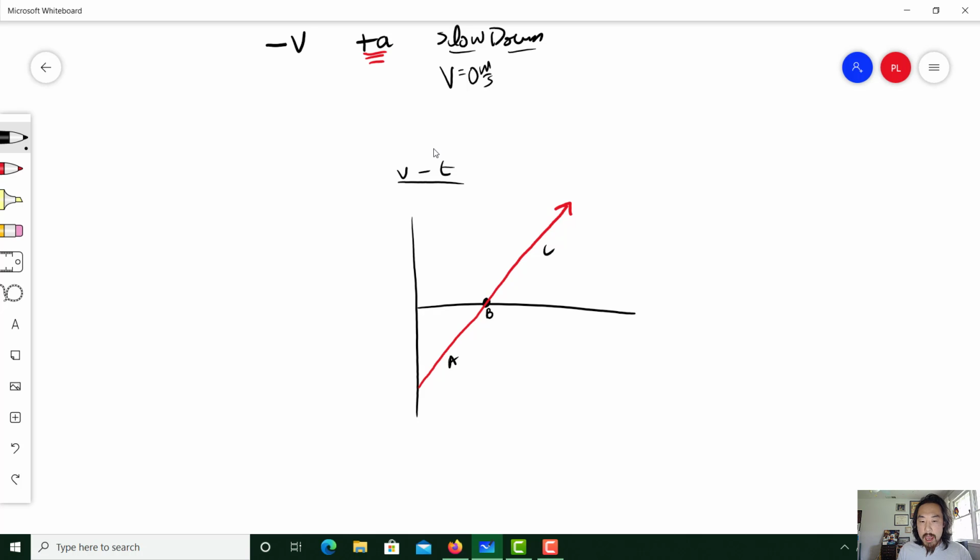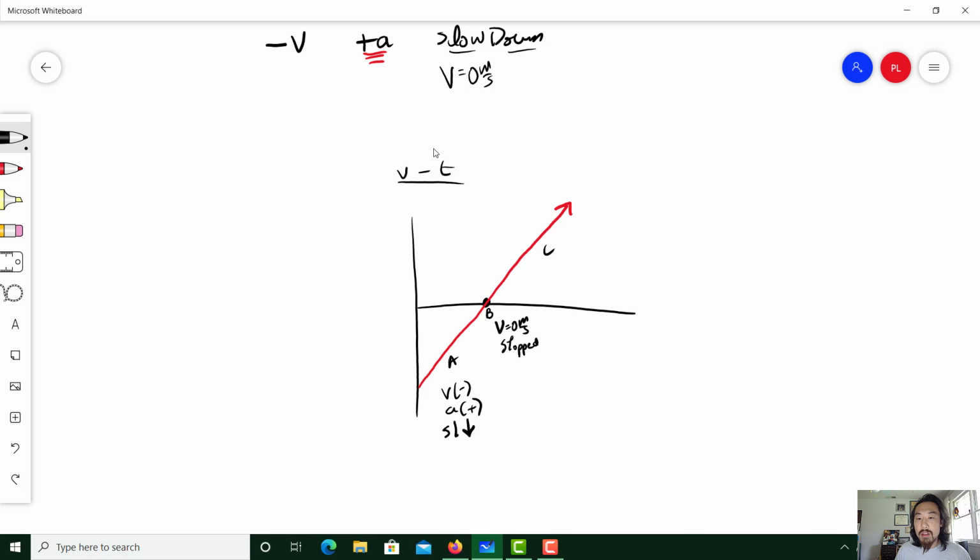So region A, we know that in this region, the velocity is negative. Here we have a slope, and this slope, because it's going upwards, is positive. Okay, so what this tells us is that the object is slowing down. And we know that because at point B, right there, for a brief moment, this velocity is 0 meters per second. So what this tells us is that the object has stopped, stopped moving for a brief moment.